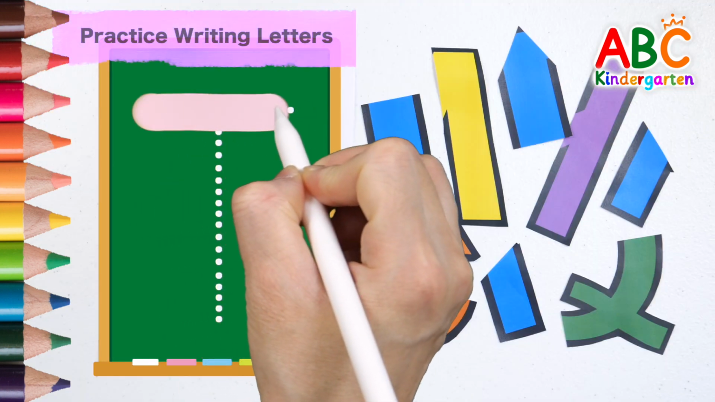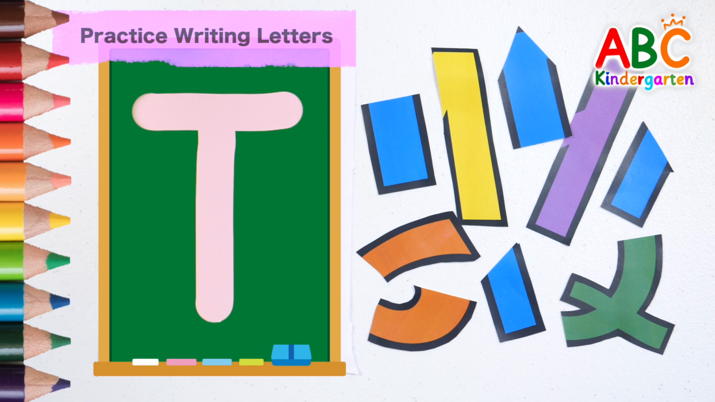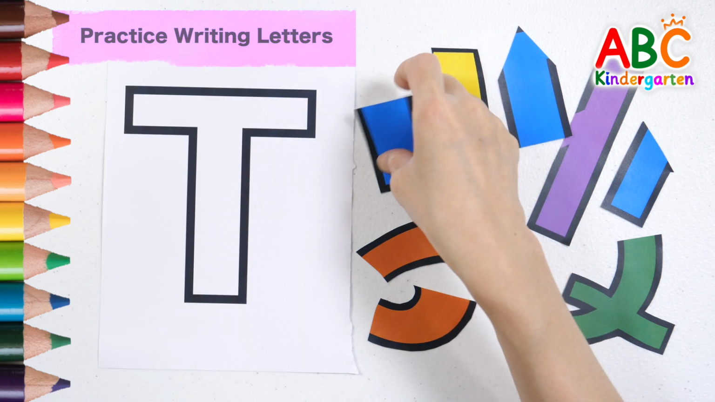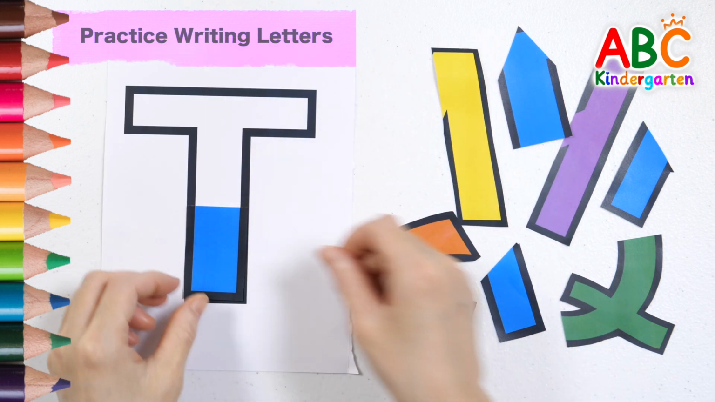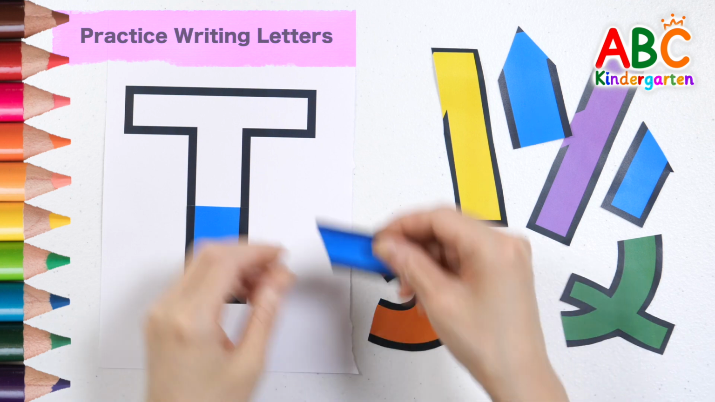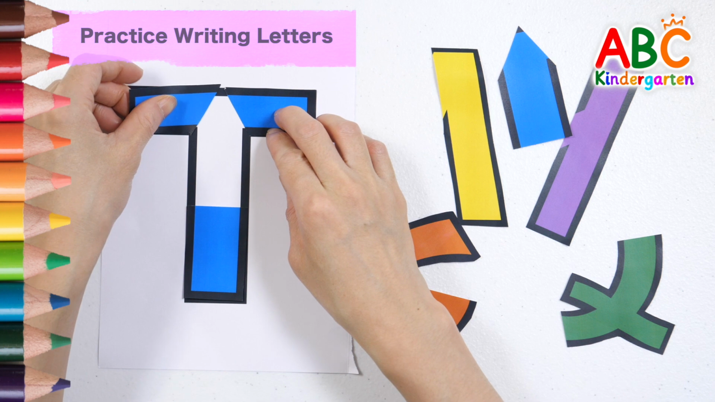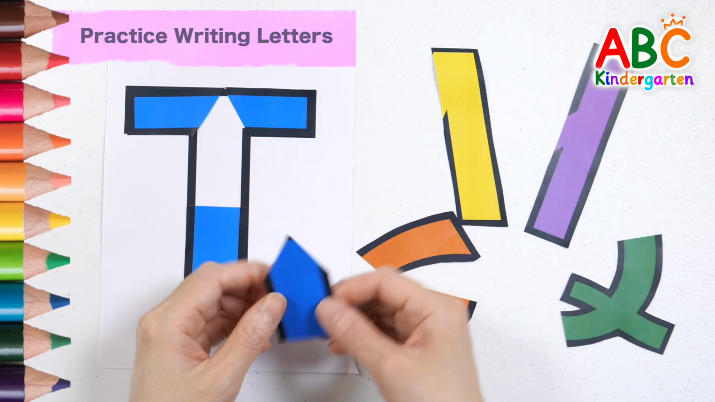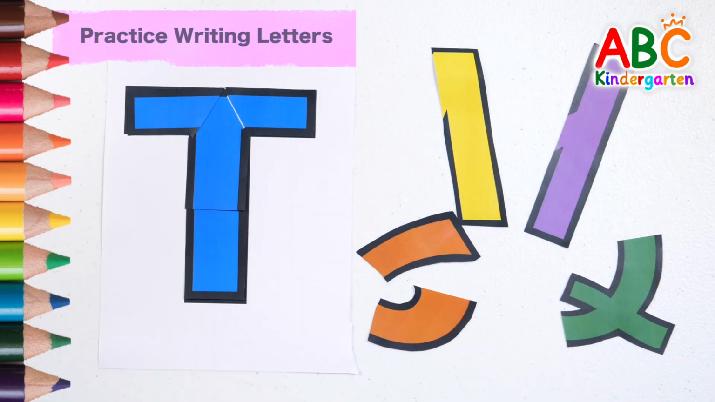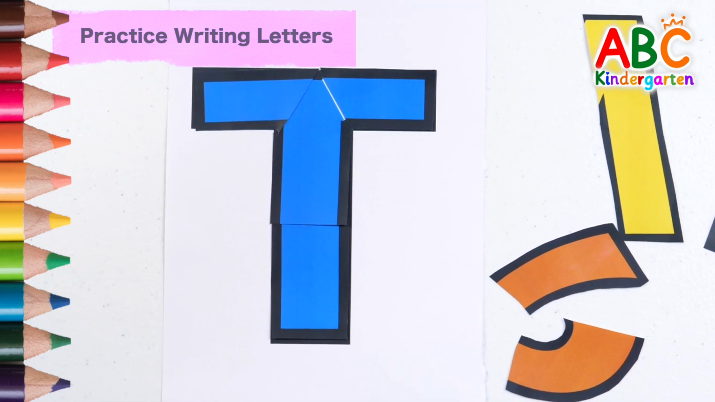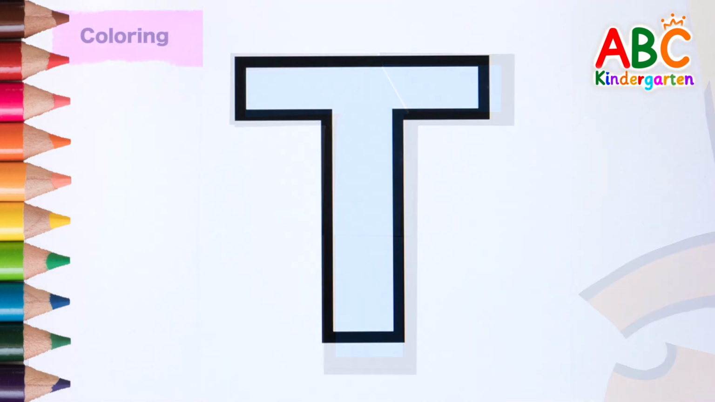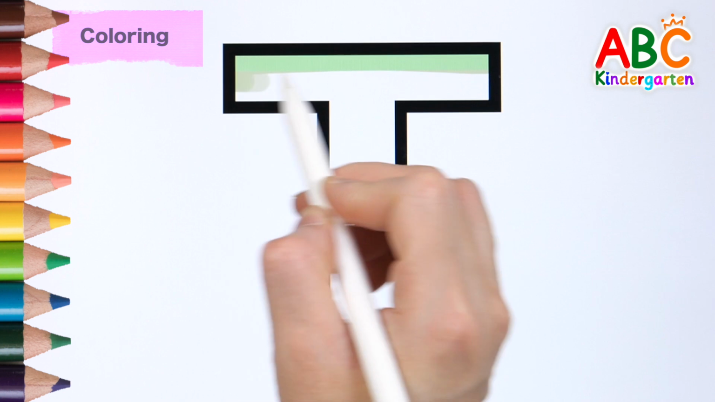Write the T along the dotted line. T. Let's put the puzzle pieces together. The puzzle pieces came together to make a T. Shall we color the alphabet?